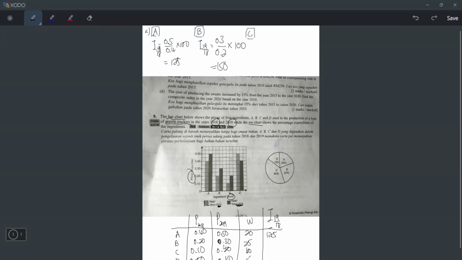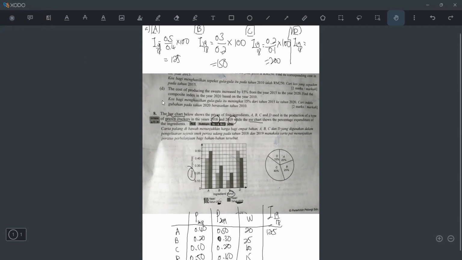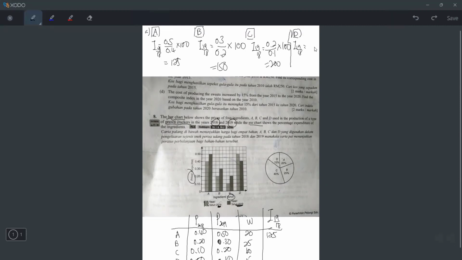And then next will be ingredient C. So ingredient C is what? Price 2019 divided by price 2018. So 0.2 divided by 0.10 times 100. So what do you get? 200. Yes. And then the last one, D. For 19 over 18 equals what? So it will be 0.40 divided by 0.5, right? So 0.4 over 0.5 times 100. So what's 0.4 over 0.5 times 100?